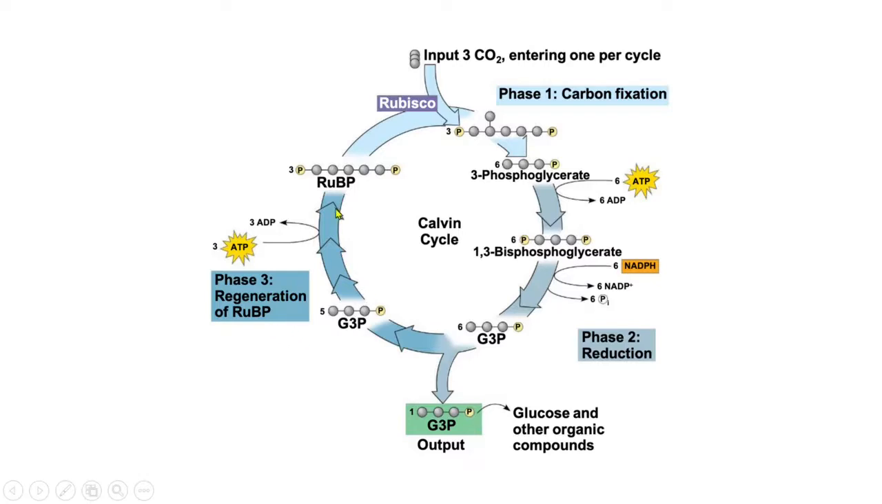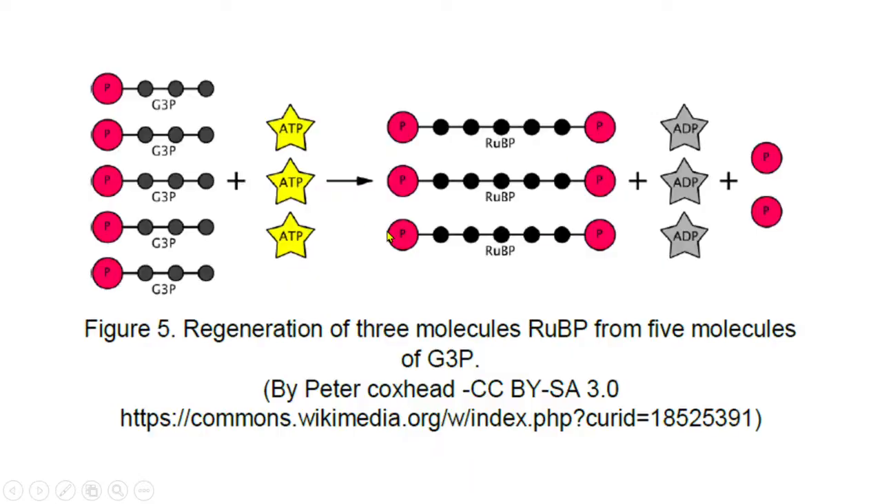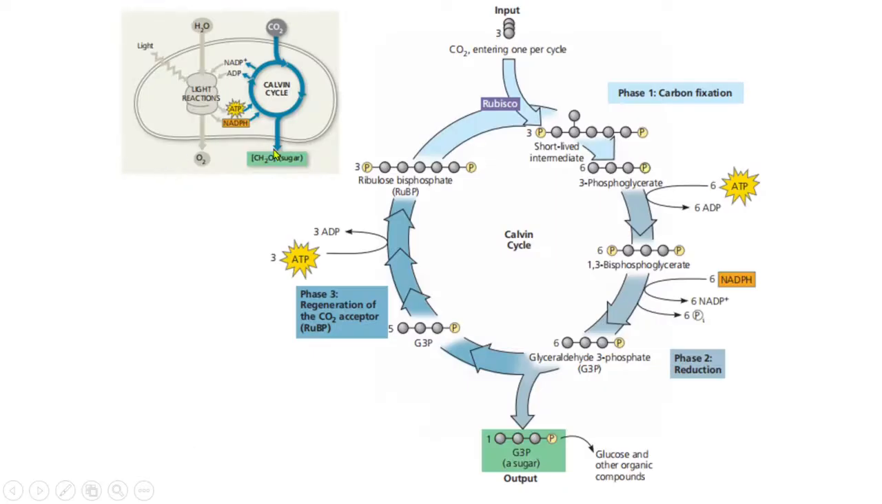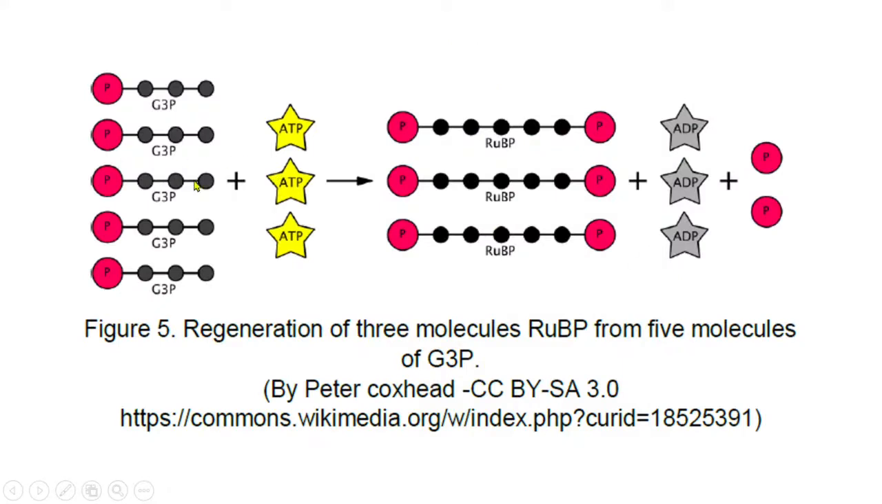Do take note that in order for that to happen, 3 ATPs are needed in order to regenerate the RuBP. And here's the molecular picture of that. So you have 5 G3Ps plus 3 of the ATPs. Then it will produce 3 copies or molecules of RuBP, each with 5 carbons. So it will now be producing 3 RuBPs.